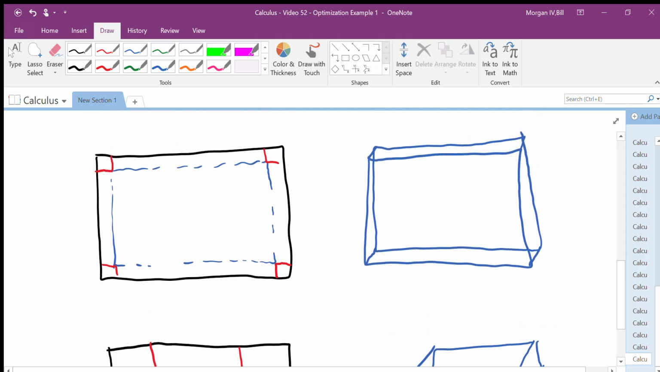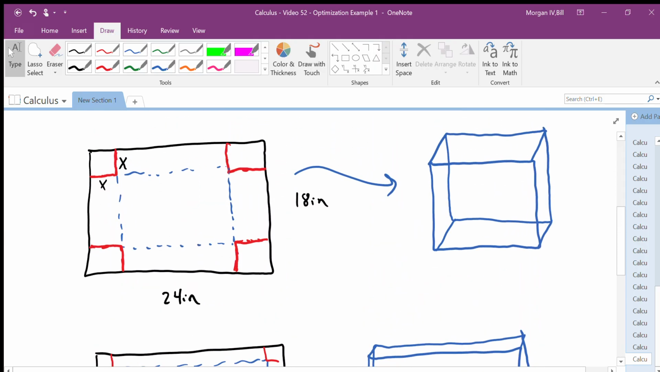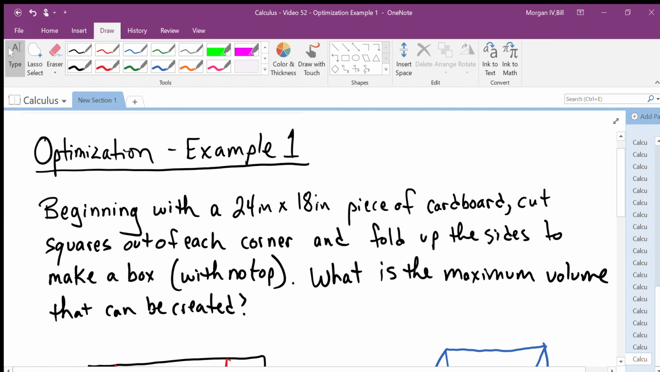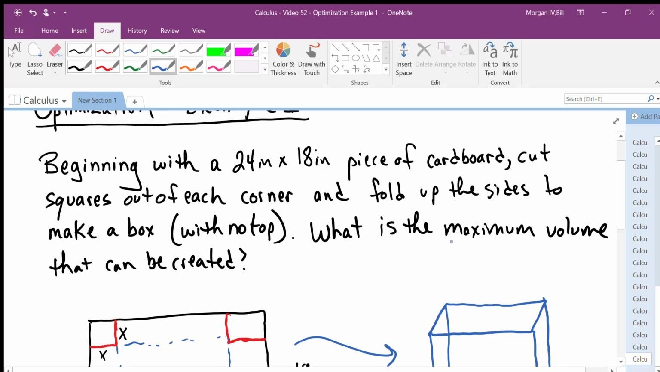Okay, so the question is, going back up here, what should the size of x be that we're going to cut out of squares of each corner to create the box with the largest volume? So we're going to maximize the volume of the box. We're always going back and saying, what am I trying to maximize? What am I trying to minimize? I'm trying to maximize the volume of the box. So that's going to be my equation. I need an equation that maximizes volume.